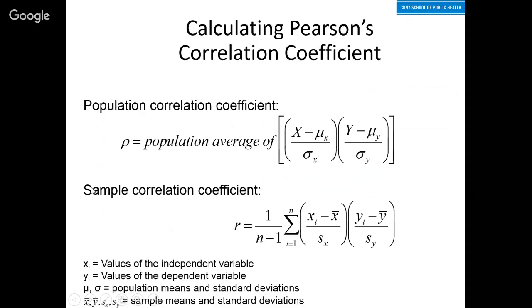And the sample correlation coefficient is almost the same, but as with our calculations of the standard deviation, it's divided by n-1. That's because the mean is xi minus x bar over n-1.